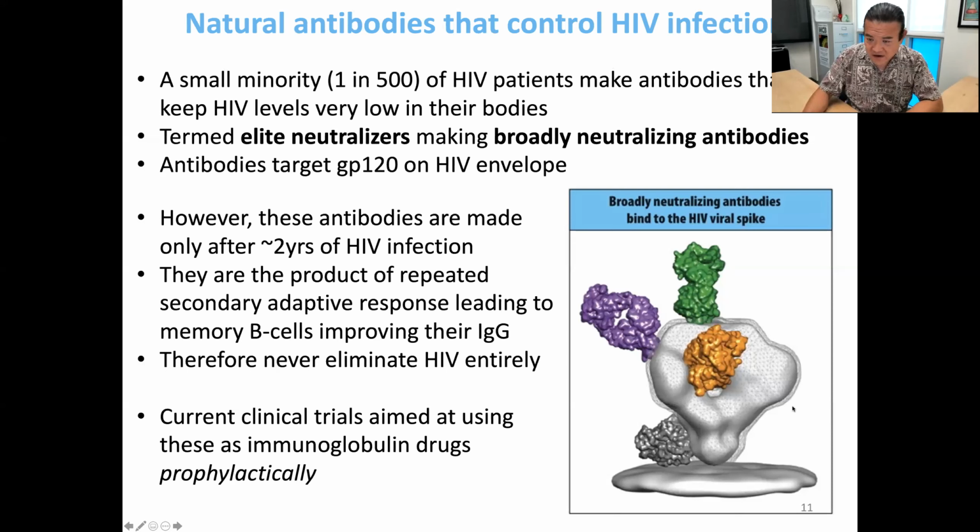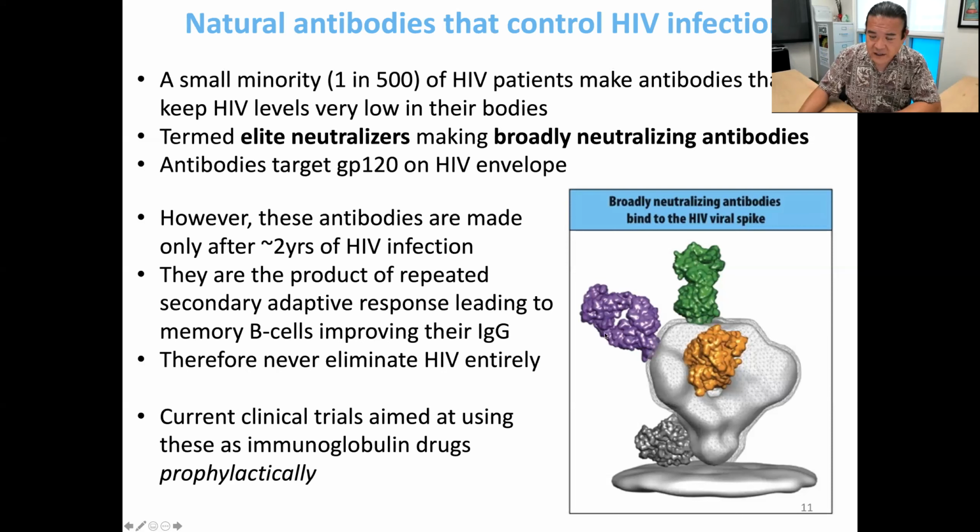So you can see here, this is a really cool image, because the gray shape here represents the glycoprotein spike, the gp120 spike on the surface of HIV. This down here would be the surface of the virus, where the spike sticks out from.